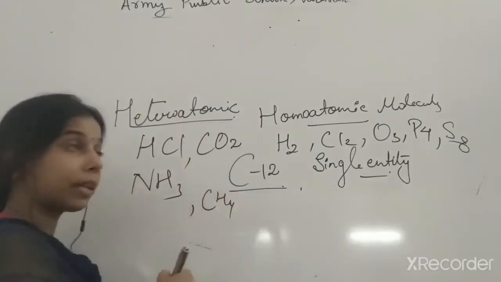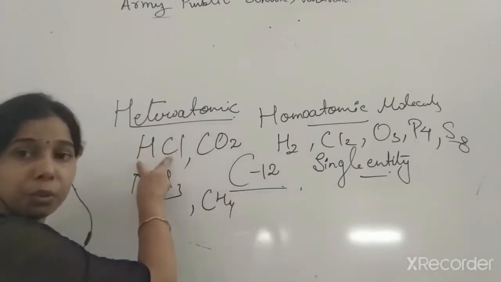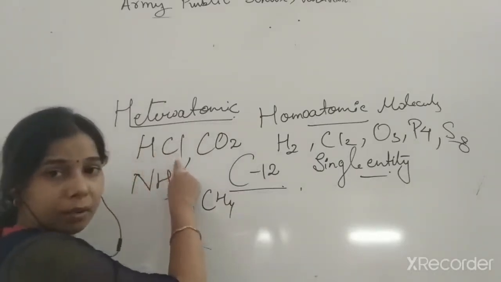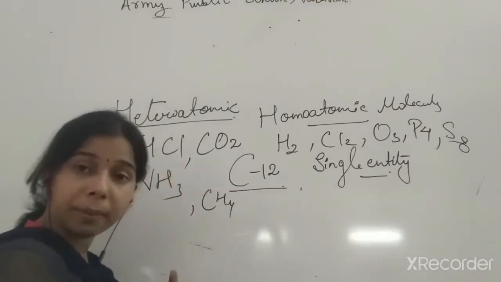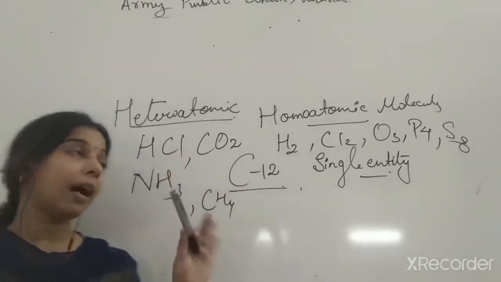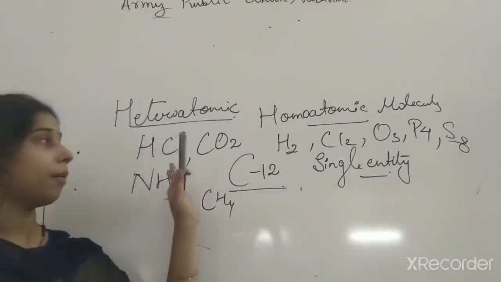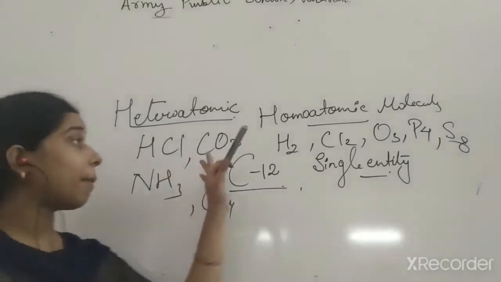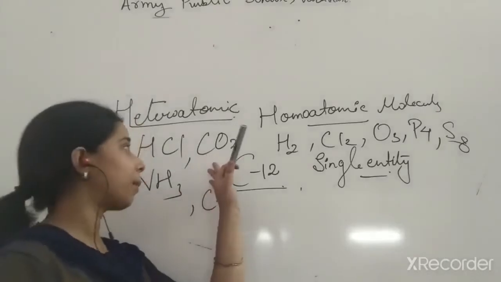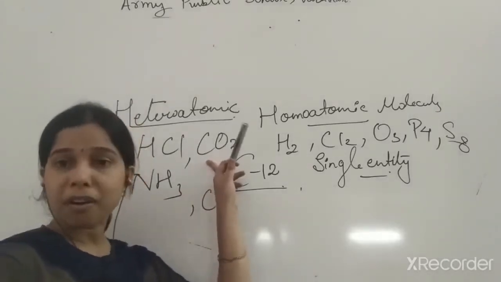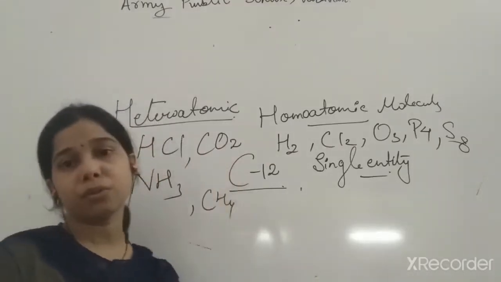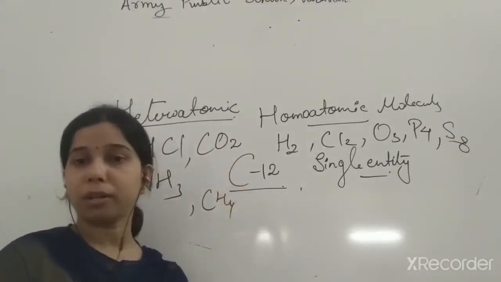So you can see here two different atoms combine together, one hydrogen and one chlorine, so that will be a diatomic molecule of a compound. Now if we talk about carbon dioxide, in carbon dioxide 1 atom of carbon and 2 atoms of oxygen combine together to form a triatomic molecule of a compound.